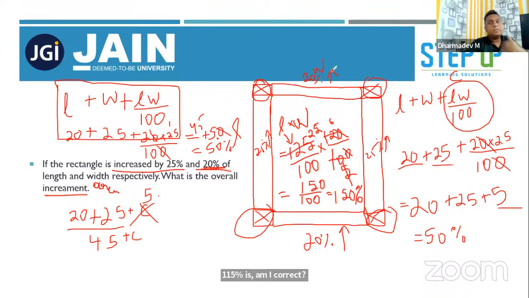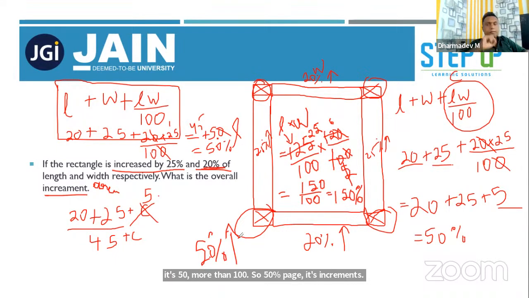No. How much is it more than 100? It is 150 percentage. How much is it more than 100? Yes, it's 50 more than 100. So 50 percentage, it's the increment. Are you clear with that?